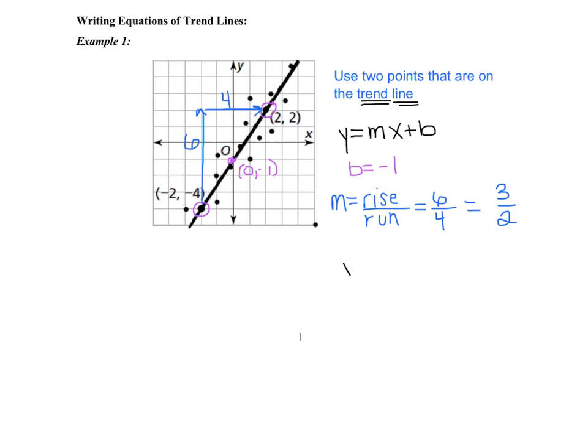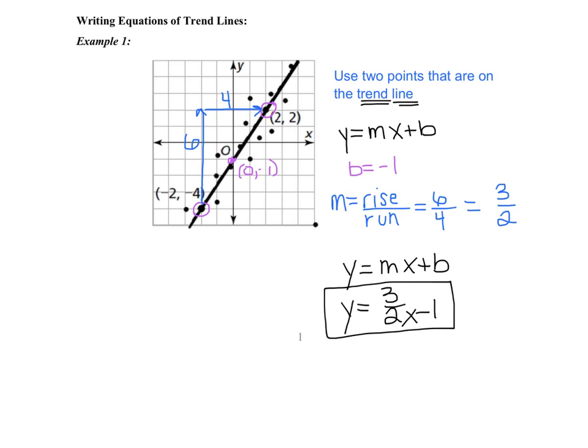Lastly, you want to put it all together. Y equals mx plus b. My m is equal to 3 over 2 x, and then my b is negative 1. And that is your answer. Notice this example is the same answer as your review. I wanted to show you and compare the two different problems, one using a scatter plot and the other using 2 points of a line.